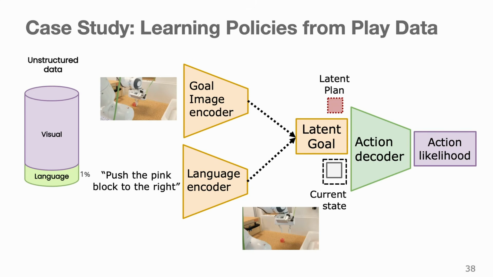Maybe one last note: can we do this also for language goals? Because for now, this was using the goal images from the demonstrations. We can also do this efficiently for language. The key insight here is that we can interchange visual goals with embeddings of natural language goals, allowing us to learn control mostly self-supervisedly from unlabeled visual play data and reduce the burden of language annotations.